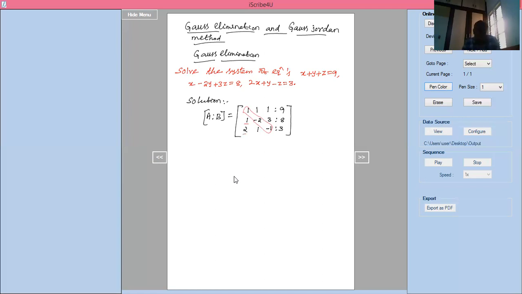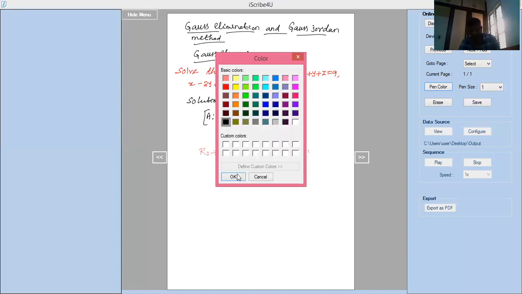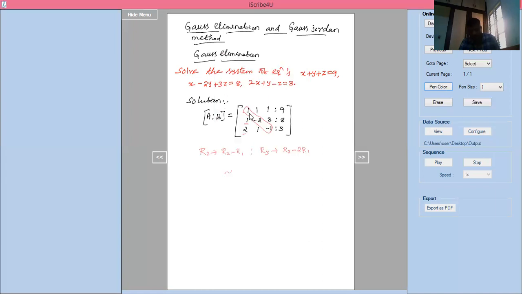Now I'll use R2 implies R2 minus R1. Similarly, R3 implies R3 minus 2R1. So why have I written R3 minus 2R1? Because here 2 is there, here 1 is there, so this one I am multiplying with 2. Here 1 is there, 1 is there, directly I am subtracting. Now if you simplify this, we will get 1, 1, 1 | 9.